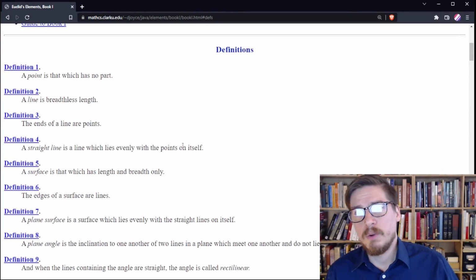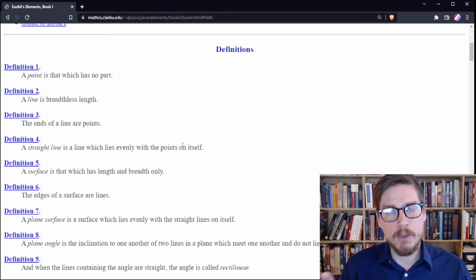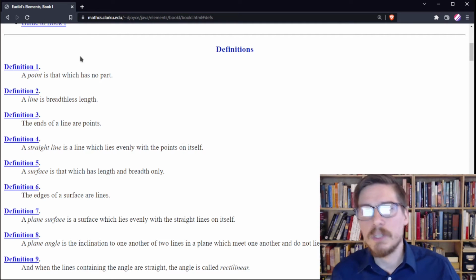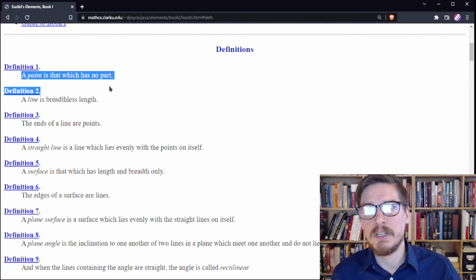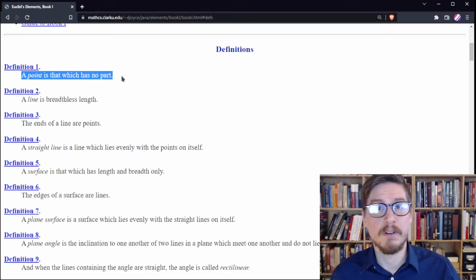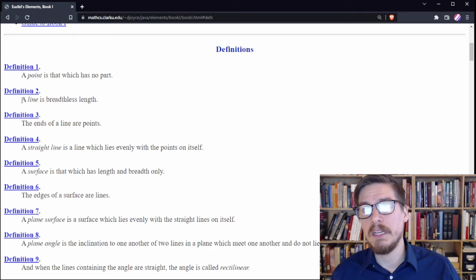So what I do in a class after situating Euclid in history is we talk through the definitions. We read definition 1. A point is that which has no part. What does that mean? Right? We spend some time discussing that. What does it mean that a line is a breadthless length? What does it mean that the ends of a line are points?